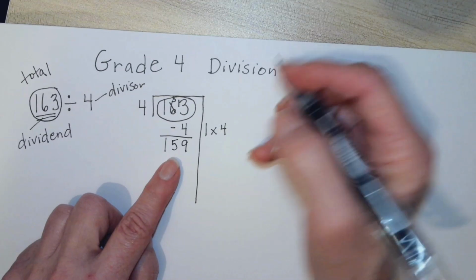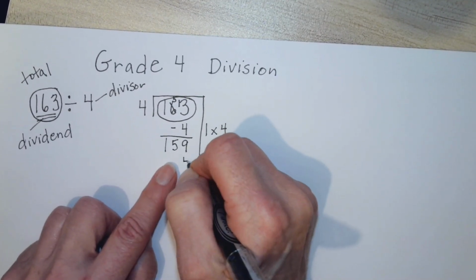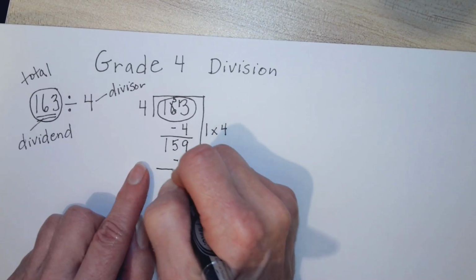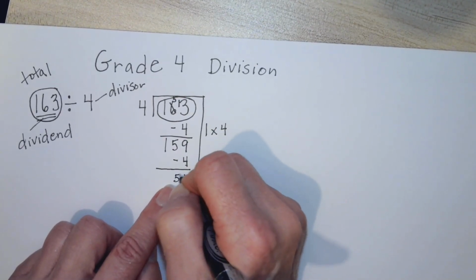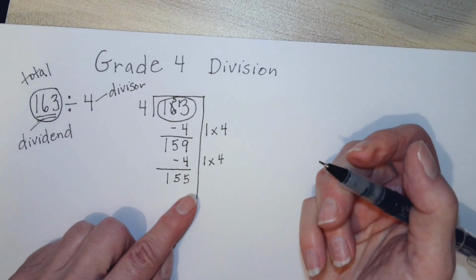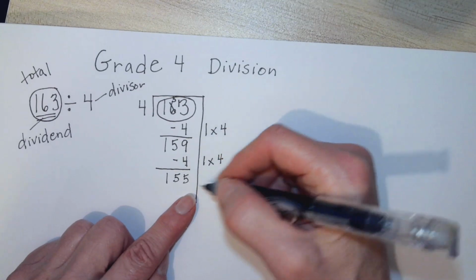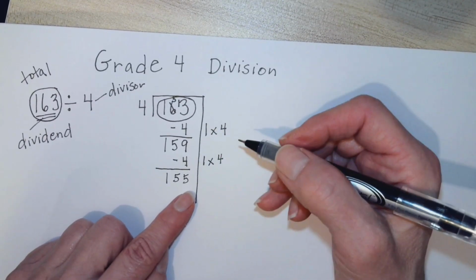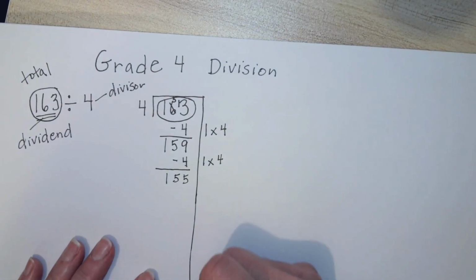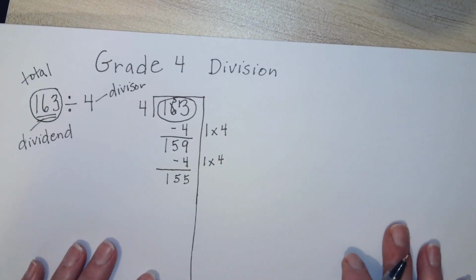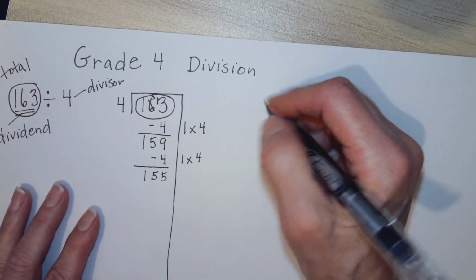I'll try another 4. 1 times 4, and I have 4. I do the same thing. I subtract. Oh, I still have 155. You can see that if I just keep subtracting 4s, I'm going to be here a while, and my line's going to go way down here. So there's got to be a faster way. And there is. So I'm going to show you it.